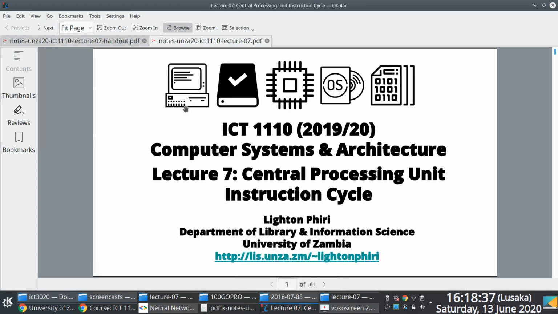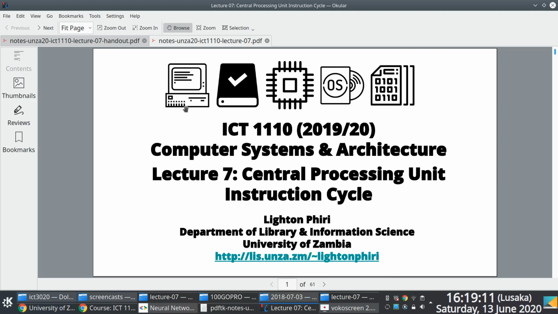We start our discussion of lecture series number 7, which is centered around the central processing unit. Specifically, our focus is going to be on the so-called CPU or central processing unit instruction cycle, otherwise referred to as the machine cycle. The idea is to understand exactly how instructions associated with software programs currently loaded into memory are executed by the computer system or by the CPU.